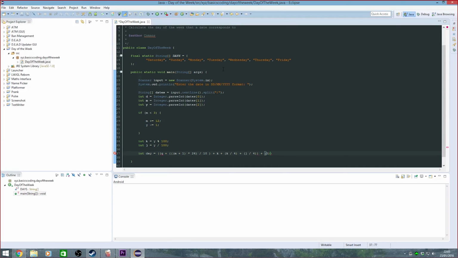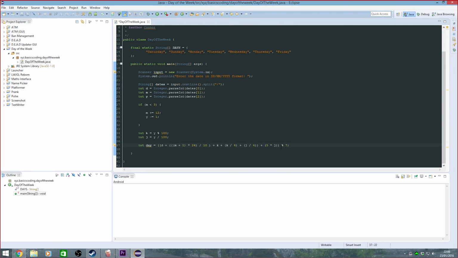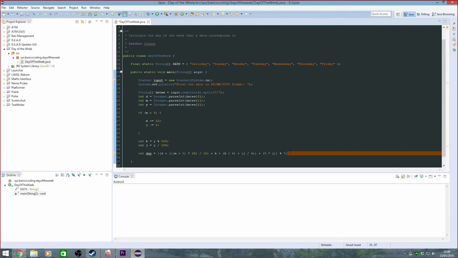Plus 5 times j, sorry, mod 7. Okay. Why did I put Q? It's supposed to be D for day. Okay, so that's basically the algorithm to calculate it. And go System.out: that date was, plus days of the week. Actually, no, just days, day.